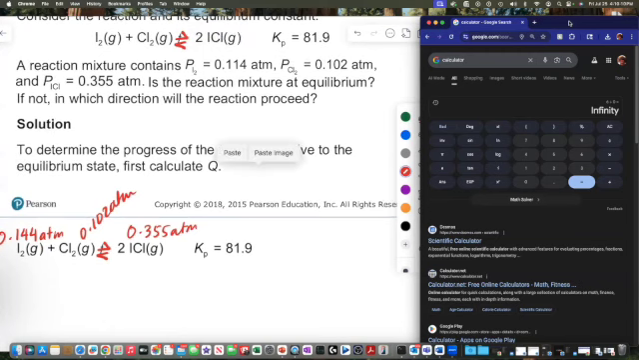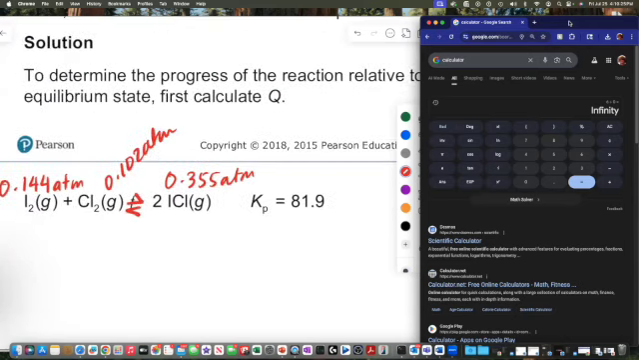So for this part here, it says the reaction mixture contains this amount here, right? Is the reaction at equilibrium? So I was going to draw the ice table. I won't because I don't even know where to place the numbers. For this one here, we're just going to figure out if the reaction is at equilibrium. Our target is to get to 81.8, 81.9, right?